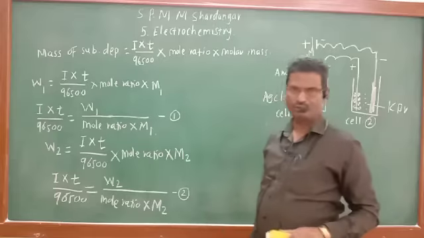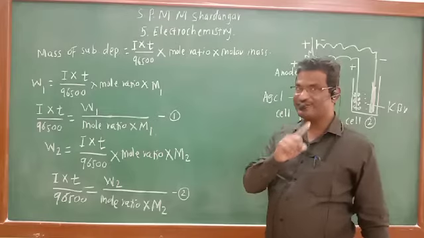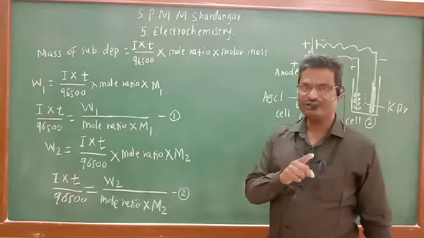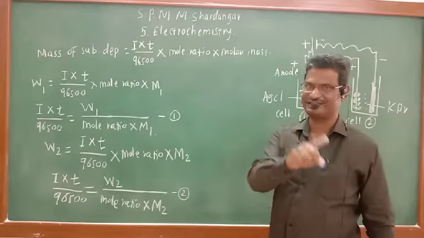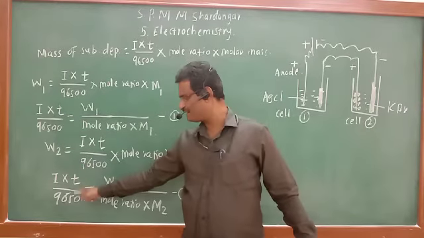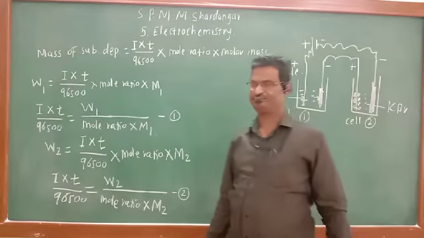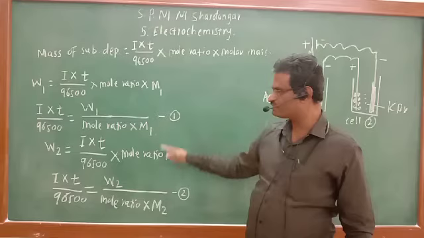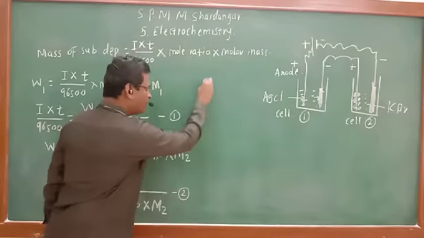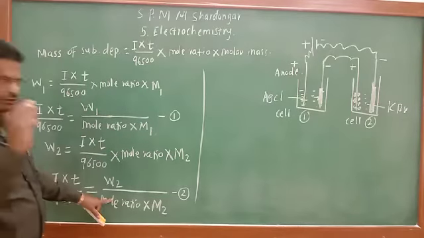What will you come to know from these two equations? From these two equations, we will easily come to know that equation 1 and equation 2 have the same left sides: IT divided by 96,500, IT divided by 96,500. Left sides are the same. Therefore, the right sides of these two equations must also be the same. So, we can write the right side of equation 1 is equal to the right side of equation 2.